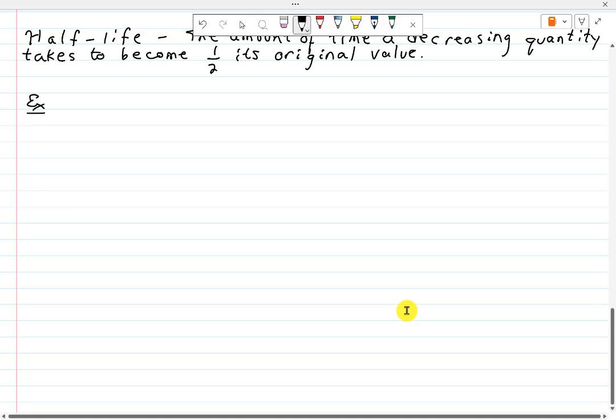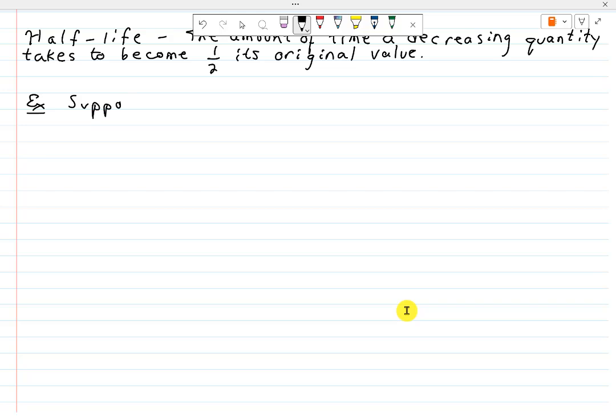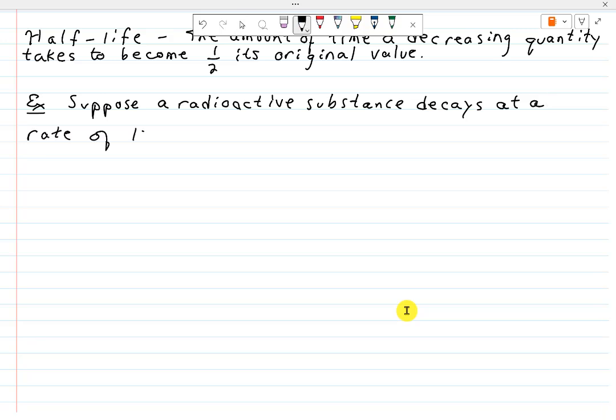So, suppose a radioactive substance decays at a rate of 10% per year. What is the half-life?